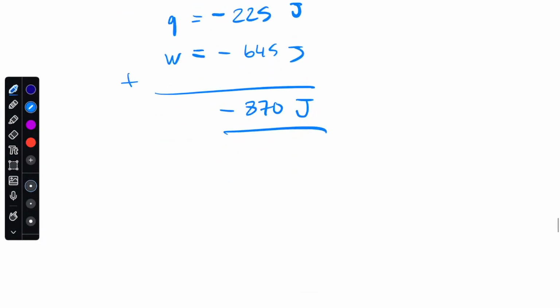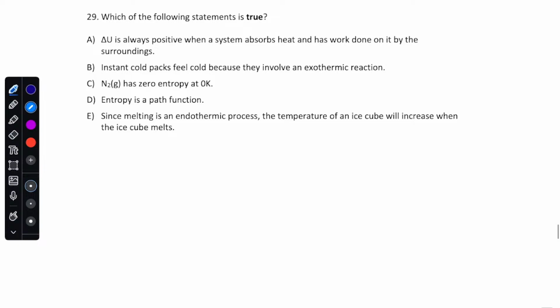Question 29, which is true? Delta U is positive when a system absorbs heat. So if it absorbs heat, Q is positive, and work is done on it by the system, W equals positive. The sum of those will be positive, so delta U will be positive when that is true. So yes, all that checks out.